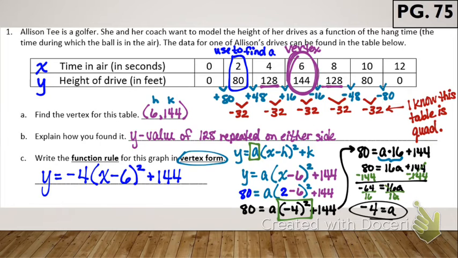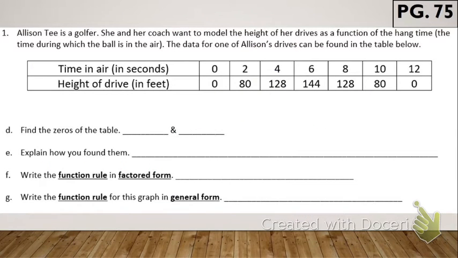Question D asks me to find what on the table? Zeros. What's a synonym for zeros? The x-intercepts, the roots. What do I look for on the table if I'm finding the x-intercepts? I want my zeros. That would be represented by what? If it's my x-intercepts, what would that mean?